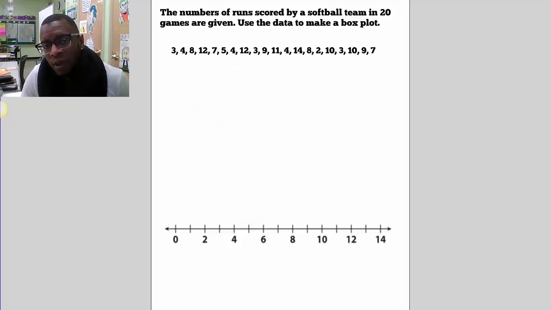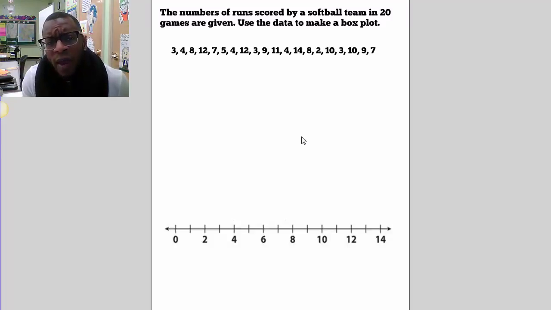Now let's take a look at an example of how we would actually draw a box plot. The number of runs scored by a softball team in 20 games are given, and we want to use this data to make a box plot. Remember in our previous video, I said that when we're finding the measures of center and the measures of spread, we must put our numbers in ascending order.